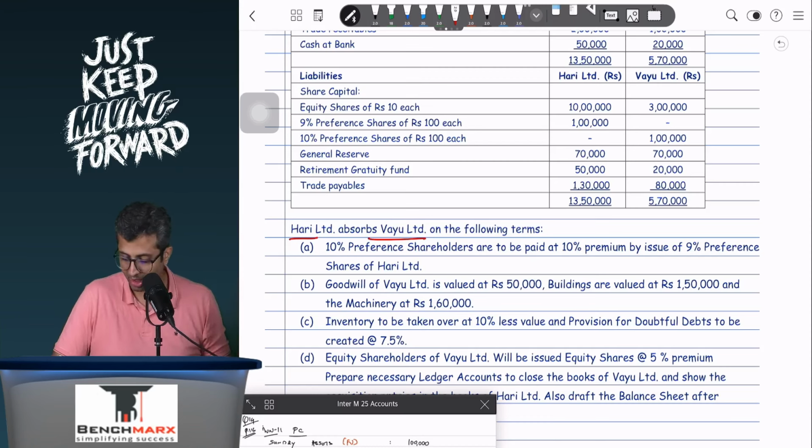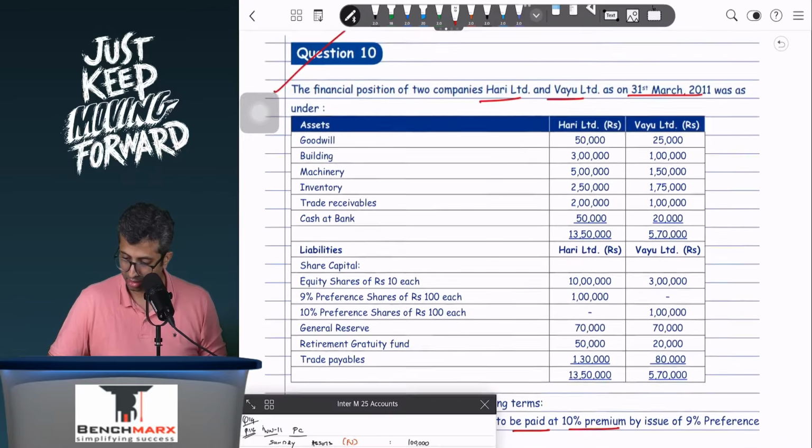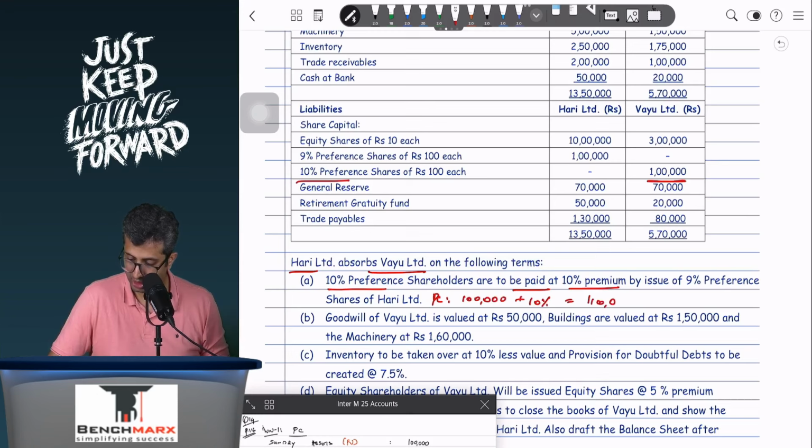Hari absorbs Vayu on the following terms. 10% preference shares are to be paid at a 10% premium. Clearly, 10% preference shares to be paid at 10% premium by issuing 9% preference shares. This is a part of PC. So over here, Hari absorbs Vayu. You will have 1 lakh. 1 lakh plus 10% will be 1,10,000. This will be your purchase consideration for preference shares.